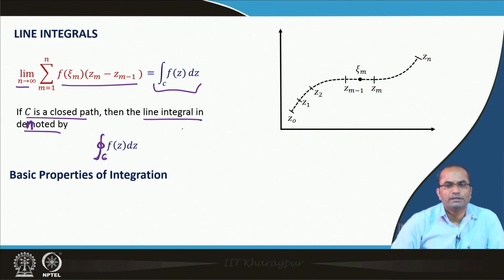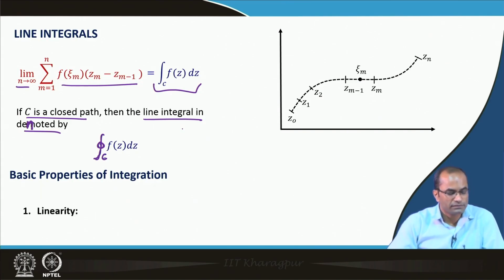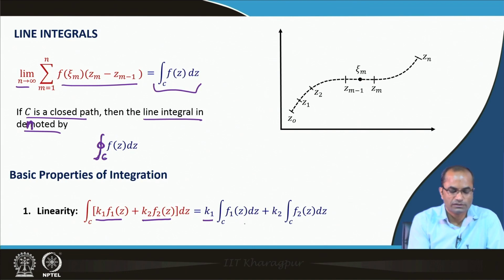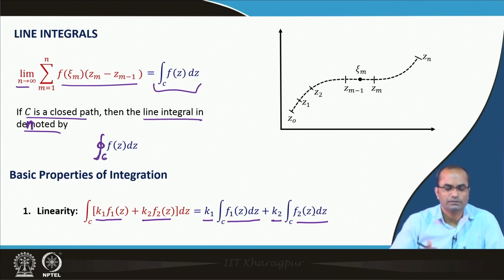And coming to the basic properties, they are very much similar to the real integrals. The first property is the so called linearity. The linearity means that if we have this integrand k1 f1(z) plus k2 f2(z), and we are integrating over z, then we can have the sum of the two integrals: k1, because it is a constant, times the integral of f1 dz, plus k2, another constant, times the integral of f2. This is the linearity property common for all integrals, so here also for line integrals this is valid.